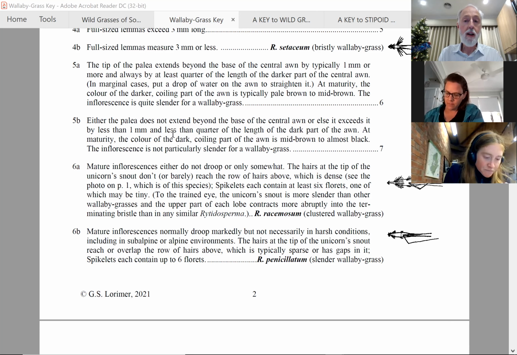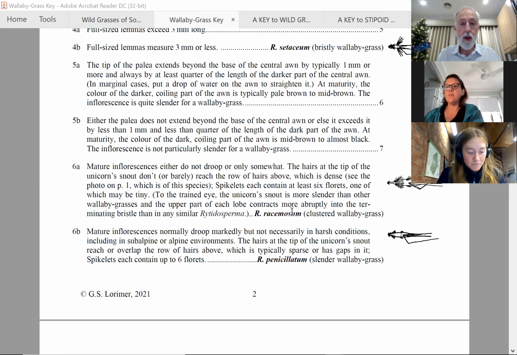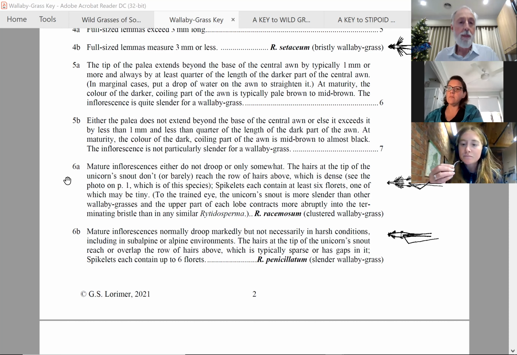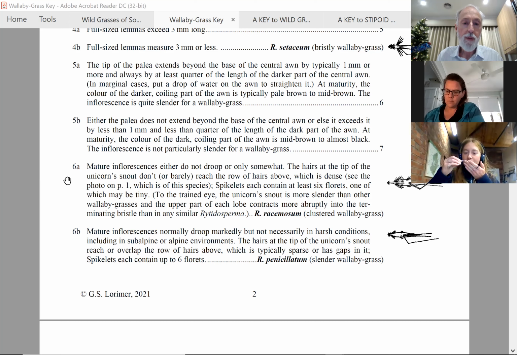Then on the breadcrumb trail, I'm putting down 6 and I'm saying, oh, that's the end of the line for this route through the key, because it's got to be either Richardosperma racemosum or Richardosperma peniculatum. I'll show you both of these tomorrow. So we've got one of those, and you could look at the pictures, and I'm thinking ours looks more like this picture than that one, but we better read the essence of it because these are quite difficult to tell apart in many cases. 6A, mature inflorescences either do not droop or only somewhat.